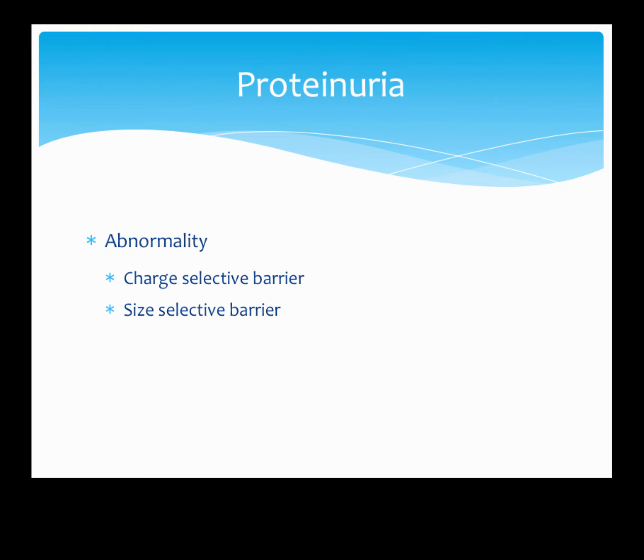Proteinuria in general is due to either an abnormality of the charge selective barrier or the size selective barrier of the glomerular capillary loops. The charge selective barrier is generally due to negative charges along the capillary loops, and the size selective barrier is due to abnormalities in the slit diaphragm residing between the foot processes of the podocytes of the glomerular capillary loops.